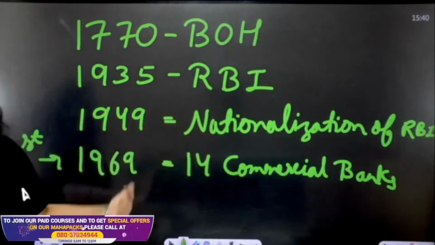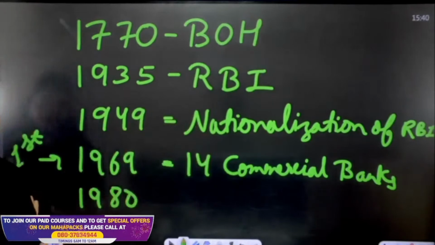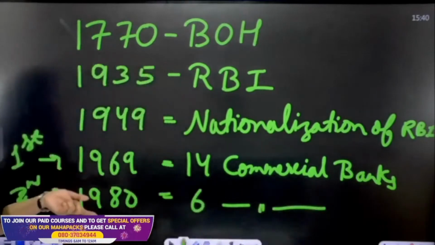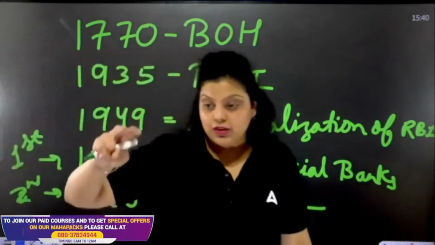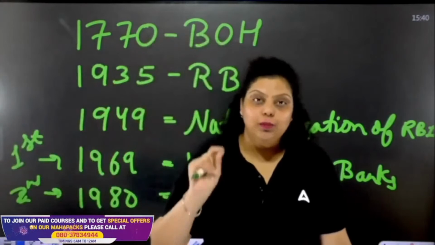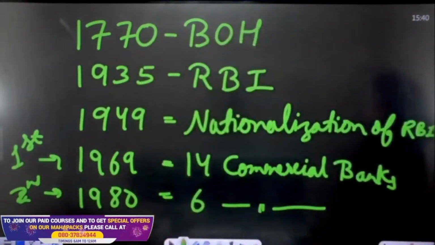Only those 14 banks were nationalized in the year 1969. Then in 1980, the second nationalization happened, and in the second nationalization, 6 more commercial banks were nationalized. Now, why only 6 more commercial banks? Because the criteria the government had given was 200 crore public deposit. So 200 crore public deposit was the criteria in 1980.